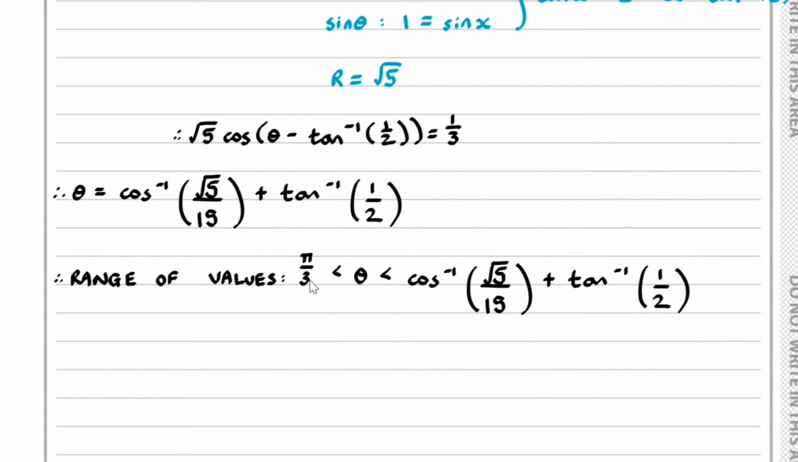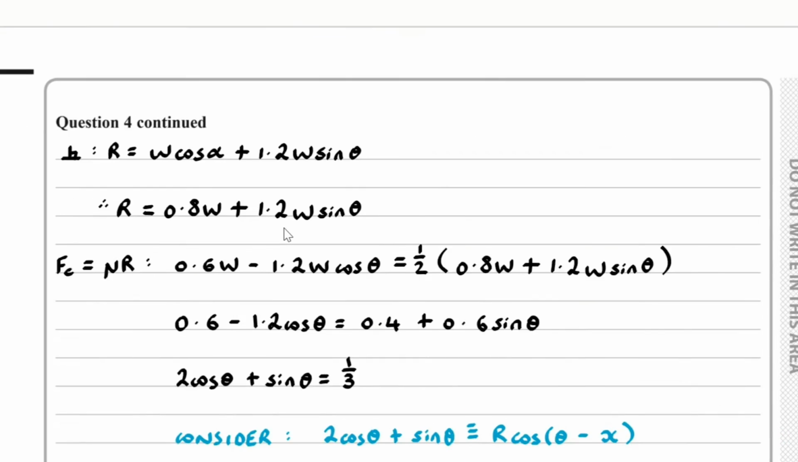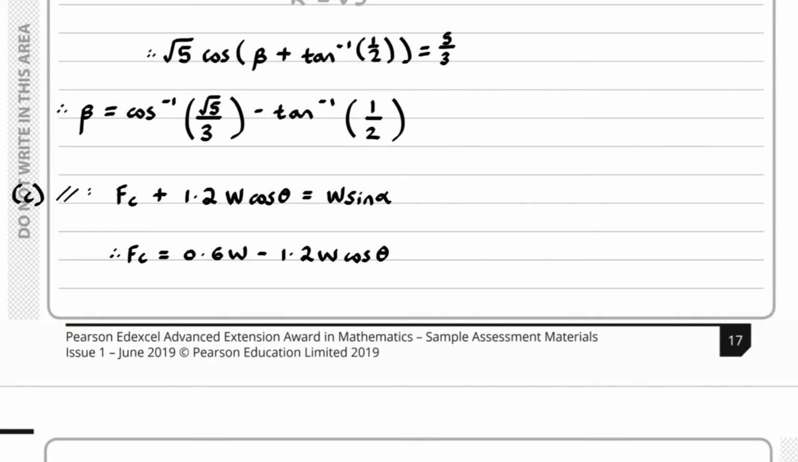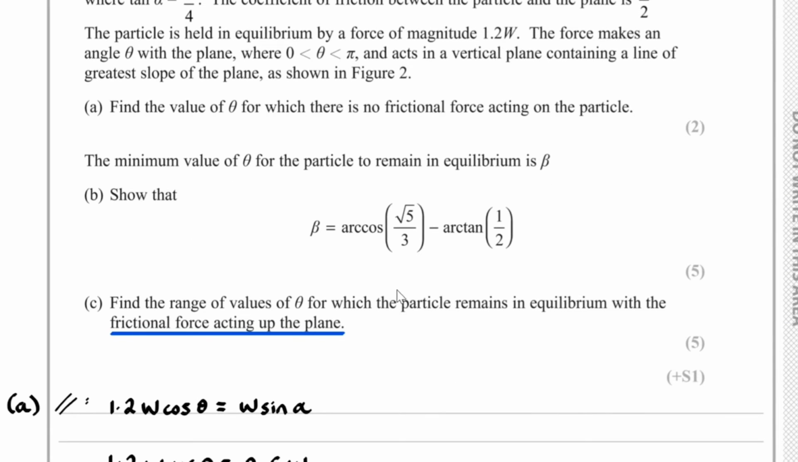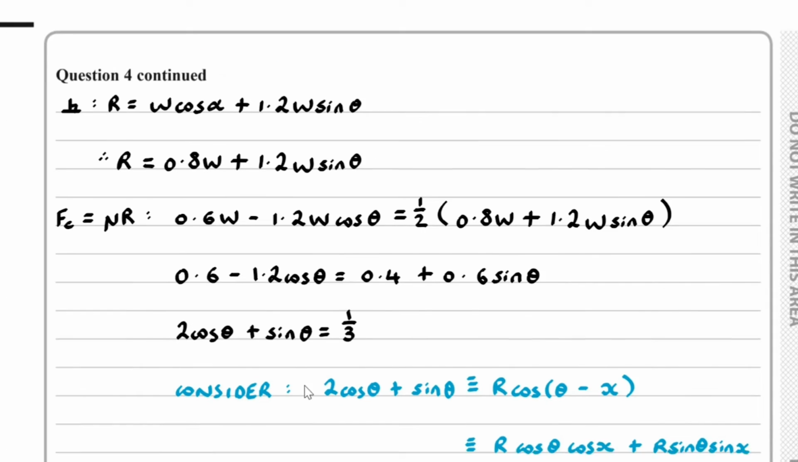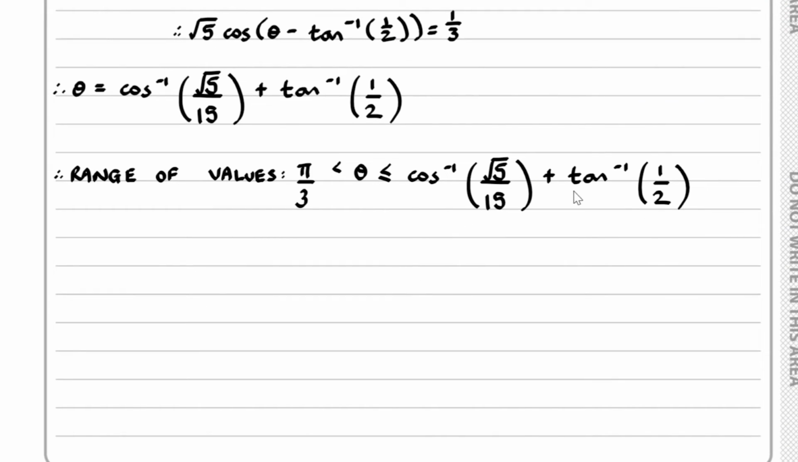And the reason we don't include the equality here is because for pi over 3, that's when we've got no friction, and we need friction. So if we go back to the question, we were told in part C, we have a frictional force. So the range of values we have is shown over here.